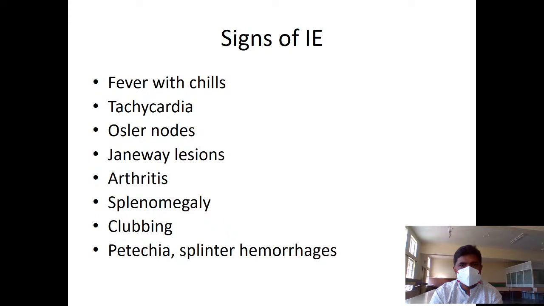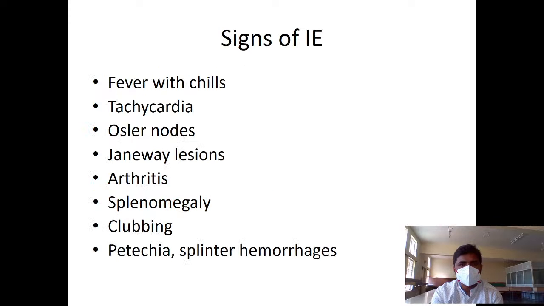These are the signs of infective endocarditis: fever with chills in children with a left to right shunt, tachycardia, Osler nodes, Janeway lesions, arthritis, splenomegaly, clubbing, petechiae, splinter hemorrhages. You need to look for the signs of infective endocarditis, and you should say no signs suggestive of infective endocarditis. So here the child is not having any signs of infective endocarditis.